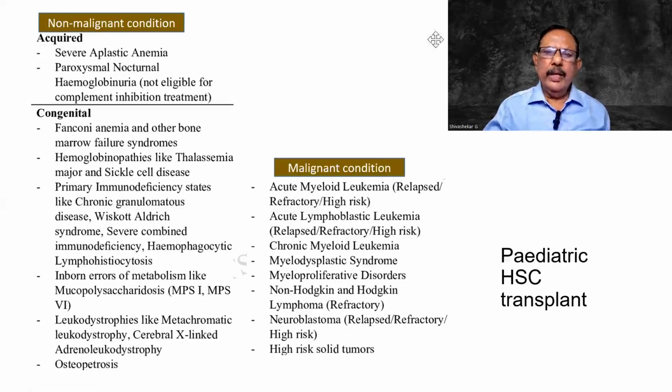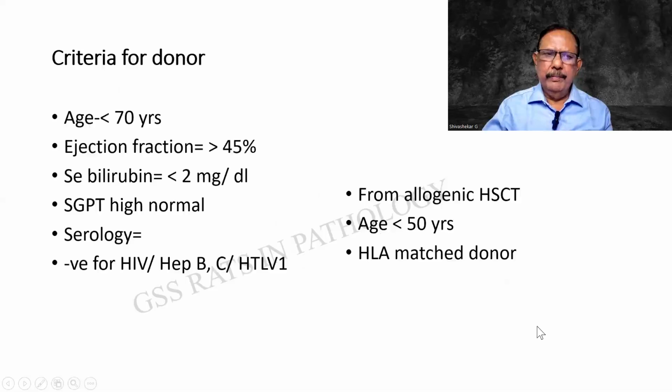And this is a wonderful table thanks to ResearchGate. I would like you people to go through the entire list of non-malignant and malignant conditions and reproduce at least 4 or 5 from each of them, thanks to pediatric HSC transplant.